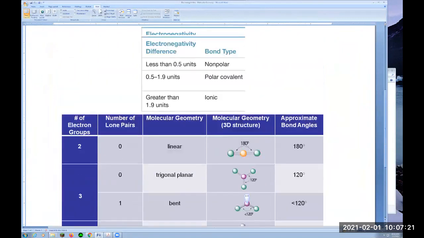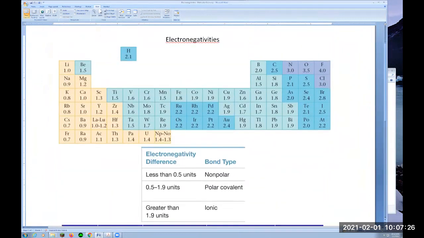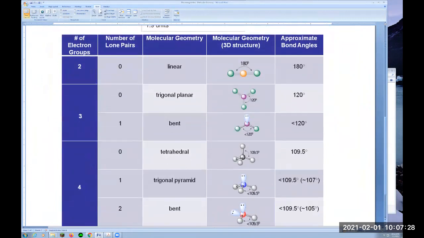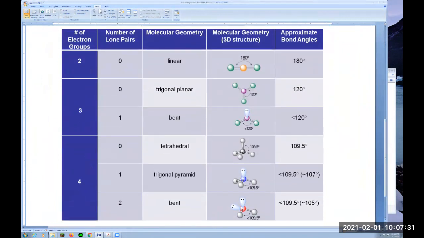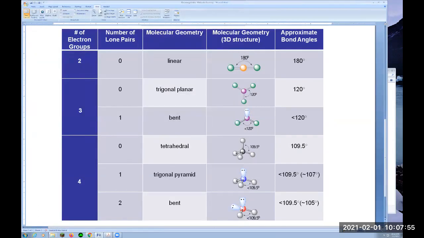It's part of the document that is called Electronegativities and Molecular Geometries. So it's that Word document here. And let me show you where to find it on Canvas. On Canvas, it's in the chapter 12 module, called Electronegativities and Molecular Geometry document. So you want to take this document out when you are doing this homework or this review, and when you're doing the homework as well. So that's the document we will use.